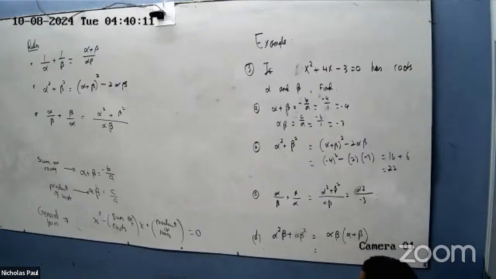All right, so that's a little tricky one. So for working this out, Joshua, alpha beta is what? Negative 3. Alpha plus beta is negative 4. Right? So sometimes you have to kind of figure out what it is.